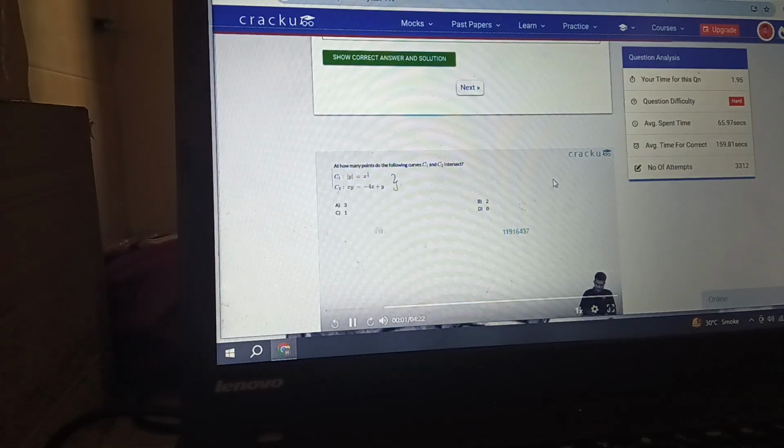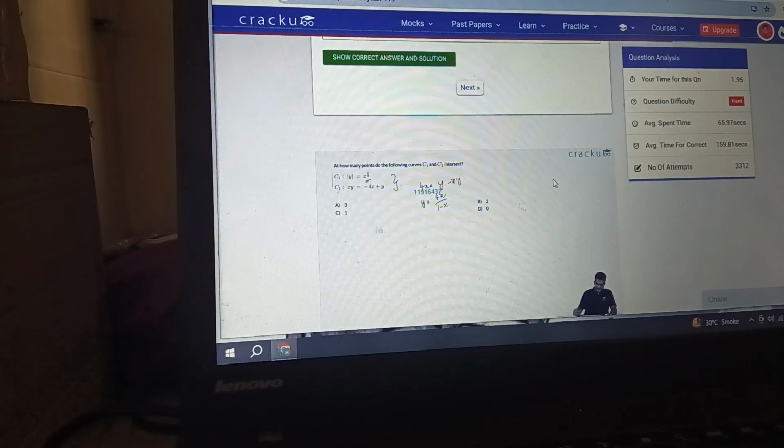We are given two curves. We are told that modulus of y is equal to square root of x, and the second curve is that xy is equal to minus 4x plus y. If you are expressing y in terms of x from the second curve also, 4x is equal to y minus xy, or the value of y is equal to 4x by 1 minus x.